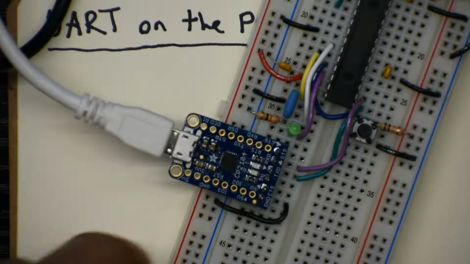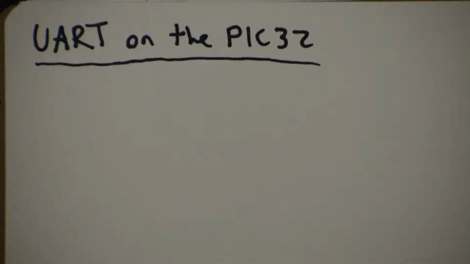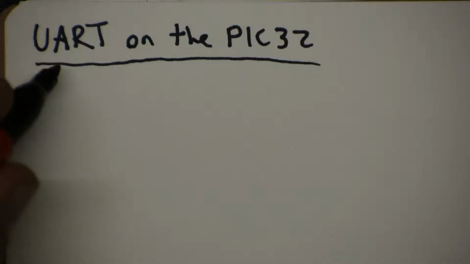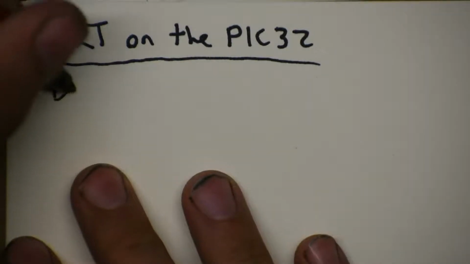So let's start by talking about what is a UART signal. And then we'll look at how to wire up the chip to the PIC, and then we'll look at code. So UART stands for Universal Asynchronous Receive and Transmit. This is a digital communication protocol.